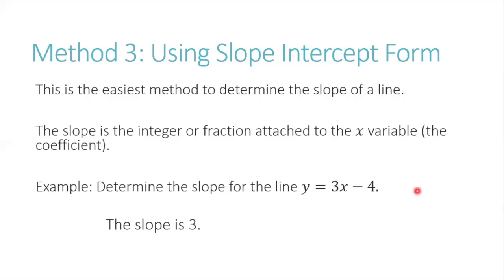So we have another example at the bottom of the screen. Determine the slope for the line y equals 3x, take away 4. If we look here, this particular equation is already in the form y equals mx plus b, because we can clearly identify m, which is 3, and we can clearly identify the b value, which is -4. And so therefore our slope is 3, because 3 is the coefficient on x.